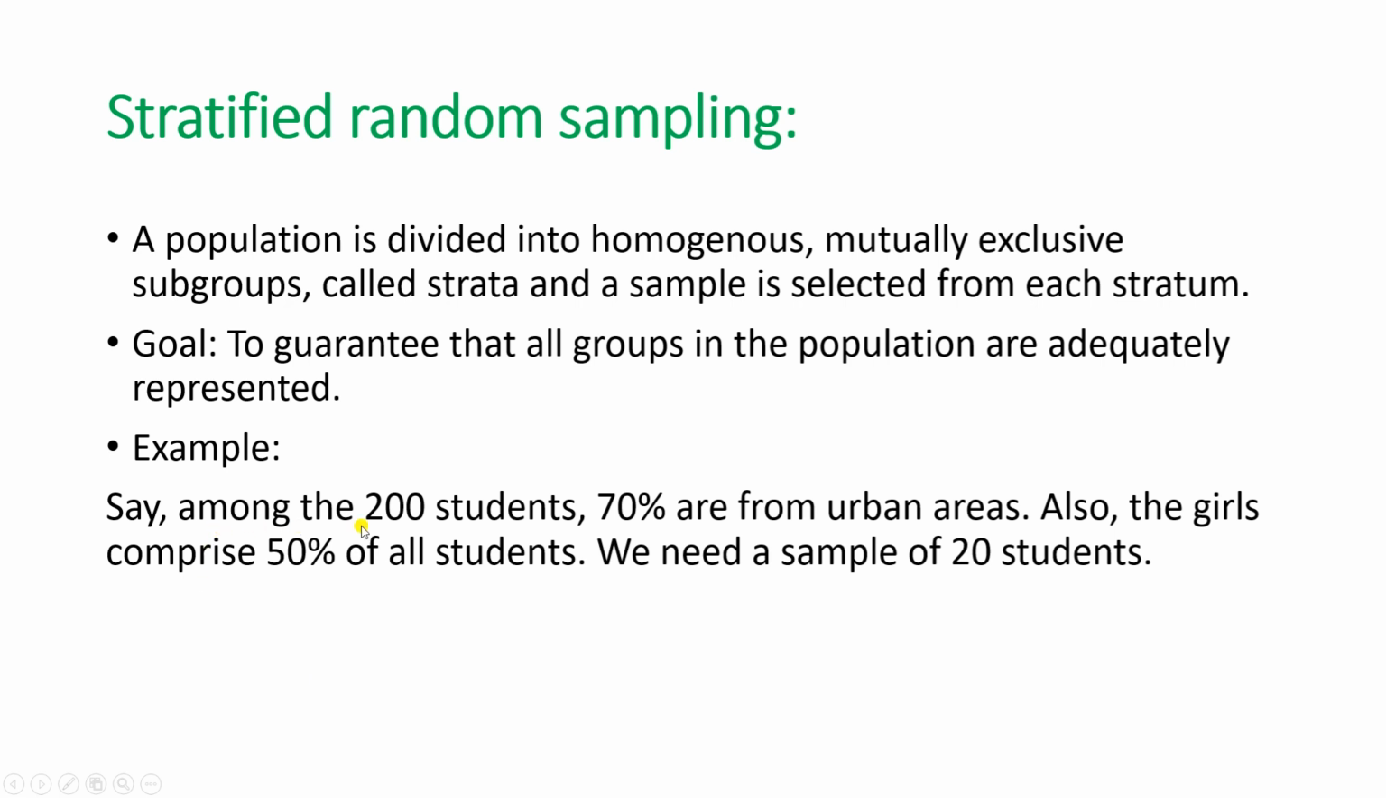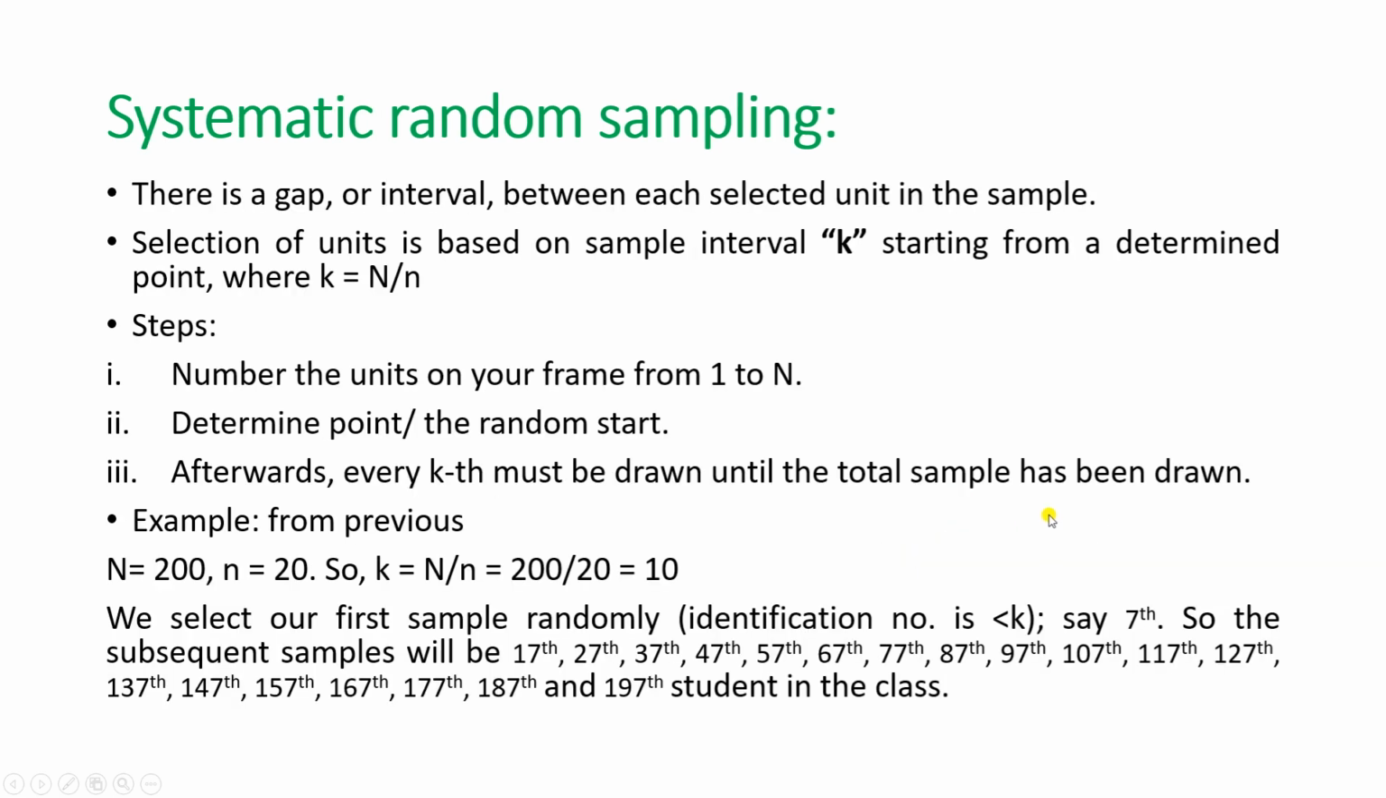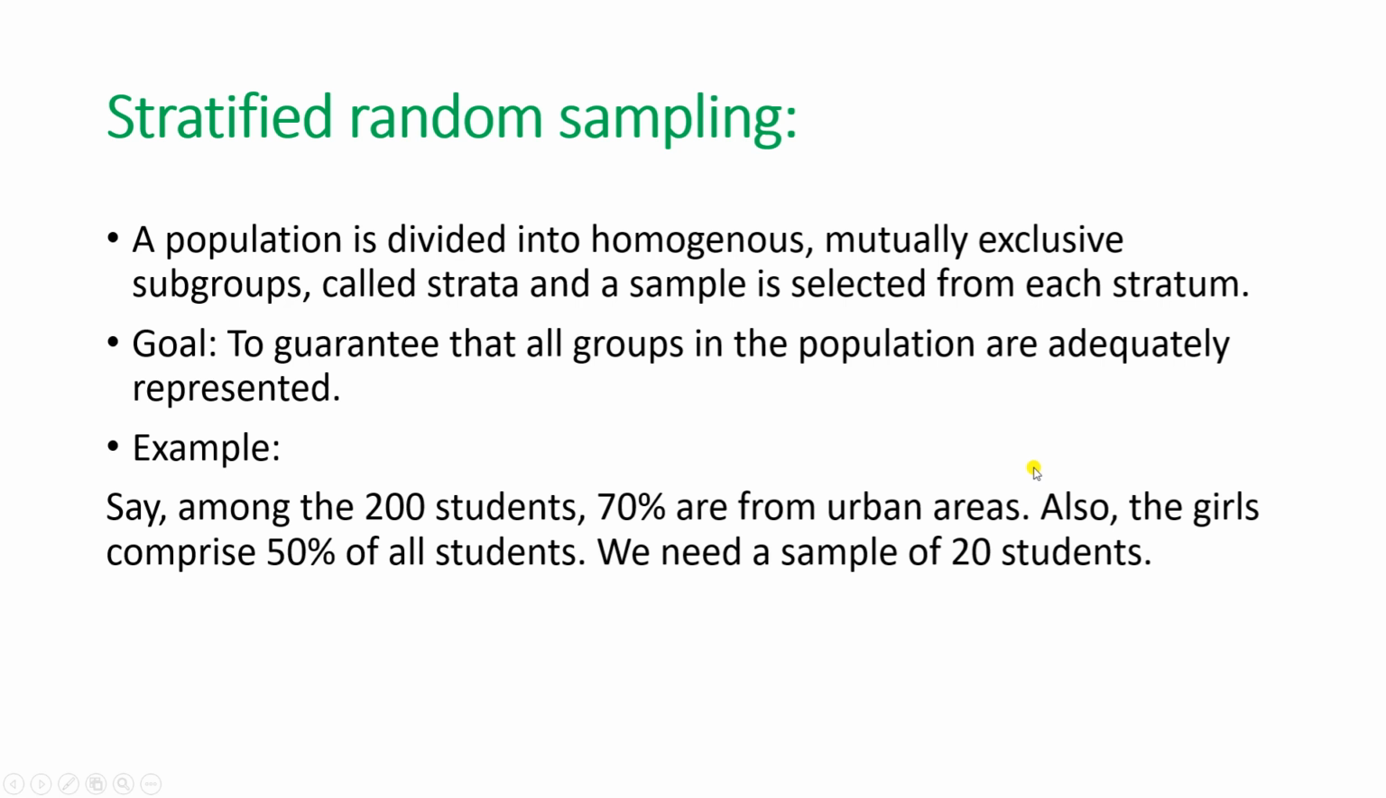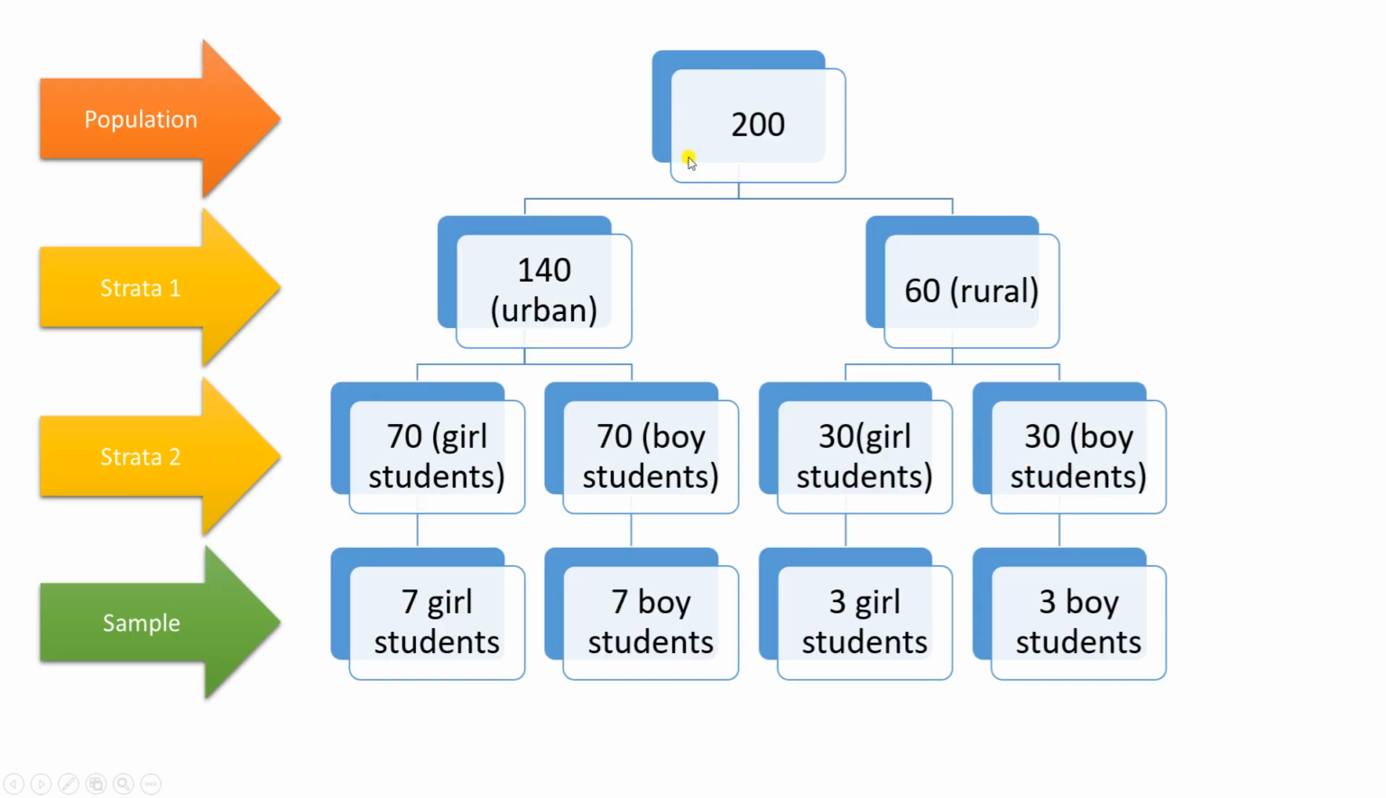Example: among the 200 students we are talking about, suppose 70% are from urban areas, so that means 30% are from rural areas. Also, girls comprise 50% of all students, so the boys and girls ratio is 1:1. And we need a sample of 20 students. So what do we do in stratified random sampling? We have 200 students.